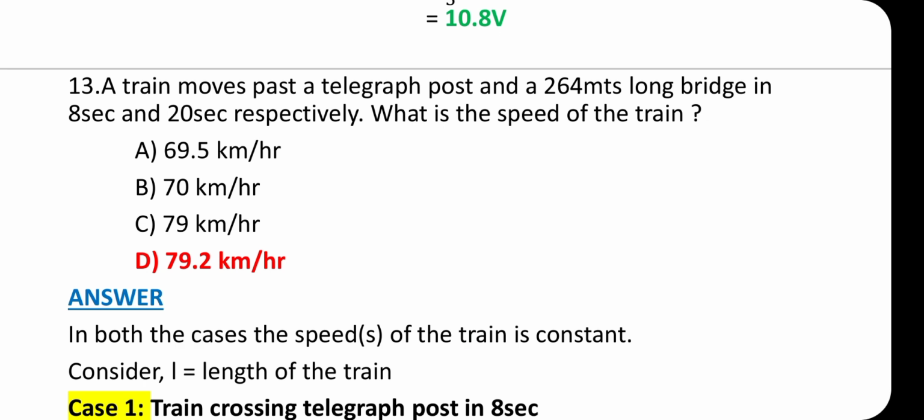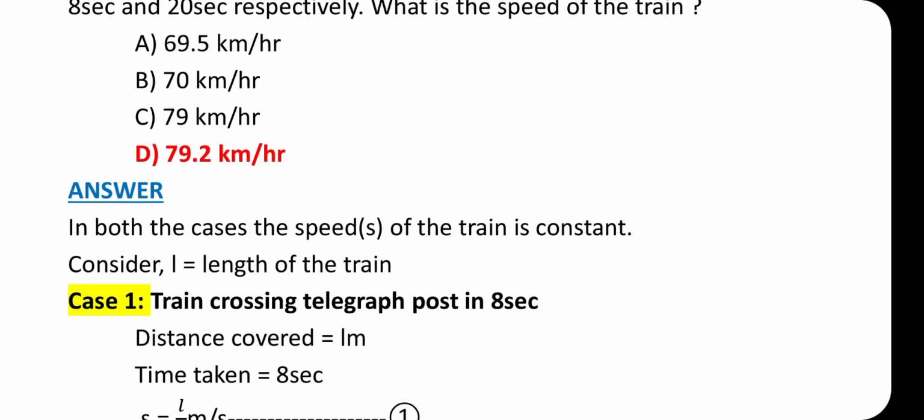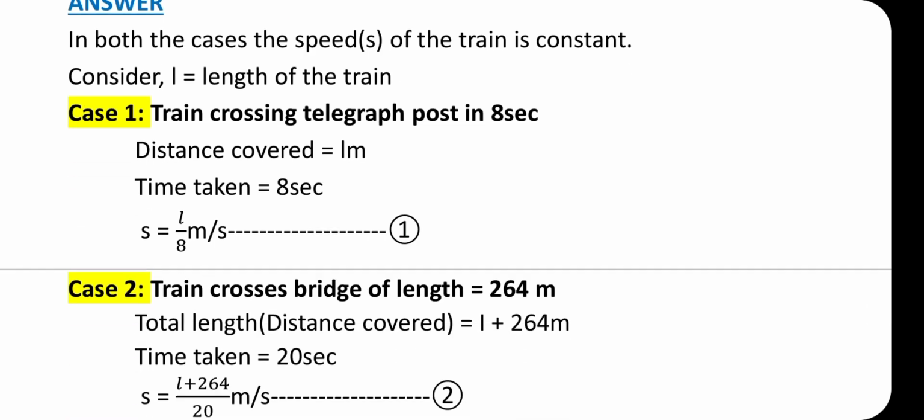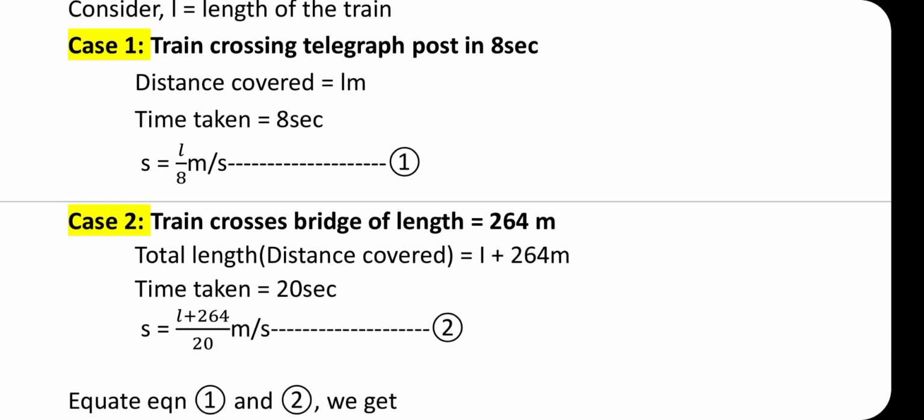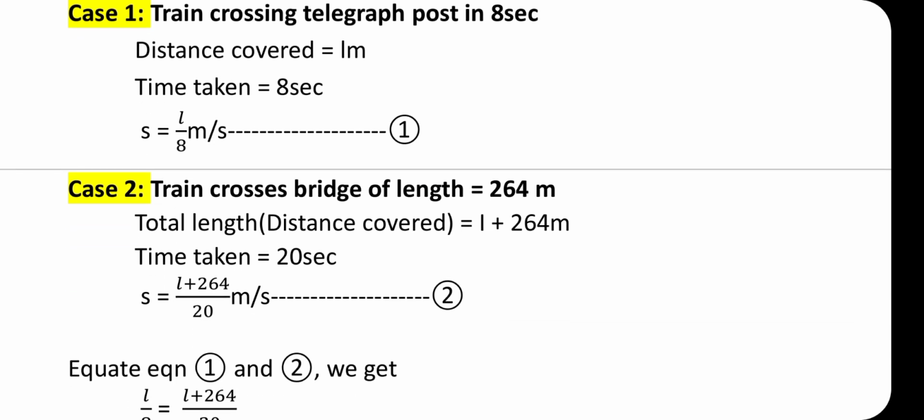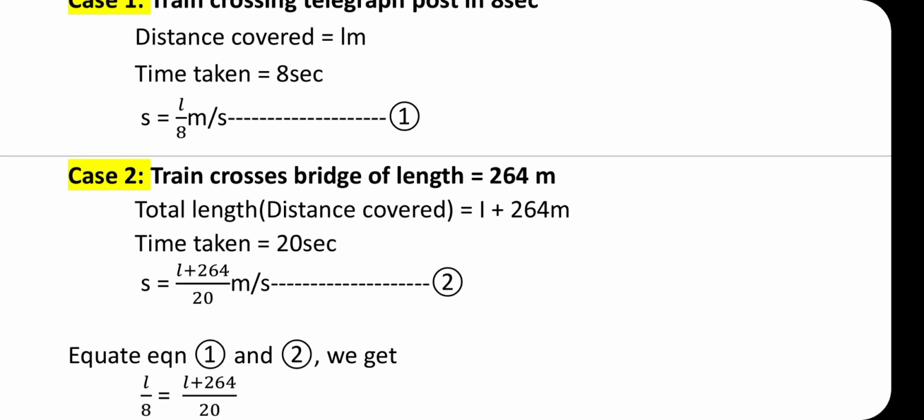Consider L as the length of the train. Case 1. Train crossing a telegraph post in 8 seconds. Distance covered equal to L meter. Time taken equal to 8 seconds. S equal to L by 8 meter per second. Case 2, train crosses a bridge of length 264 meter. Total distance covered equal to L plus 264 meter. Time taken 20 seconds. Here speed equal to L plus 264, which is the distance, divided by 20 meter per second.